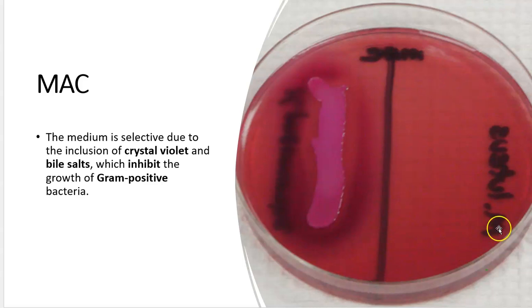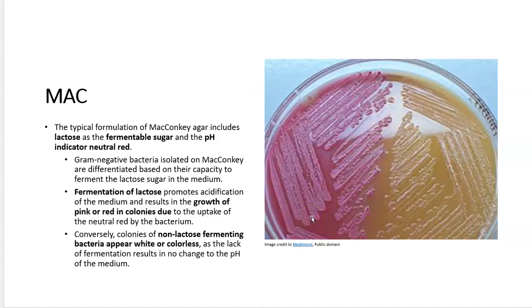However, gram-positive bacteria, which would have been put over here, are inhibited from growing because of two things: bile salts and crystal violet. So bile salts and crystal violet embedded within this media are going to prevent gram-positive bacteria from growing. So if you do inoculate this plate with a gram-positive bacterium, it wouldn't actually be able to grow. So this plate is in part selective because it inhibits the growth of gram-positive bacteria using bile salts and crystal violet. So we know only gram-negative bacteria are going to be able to grow on this plate.